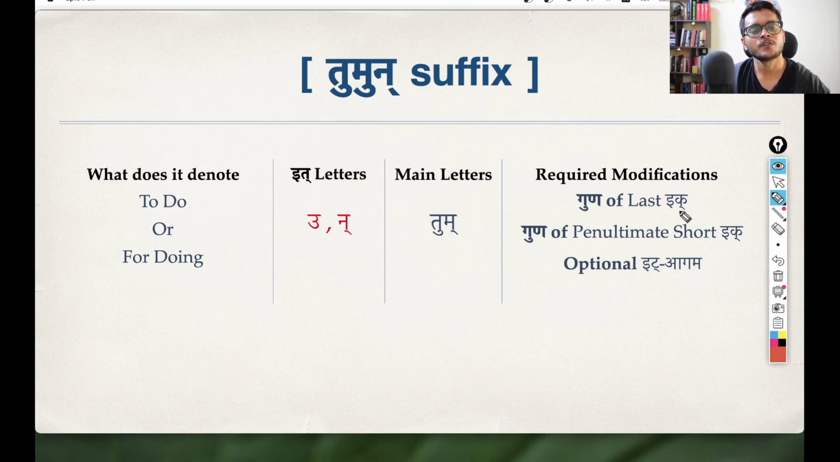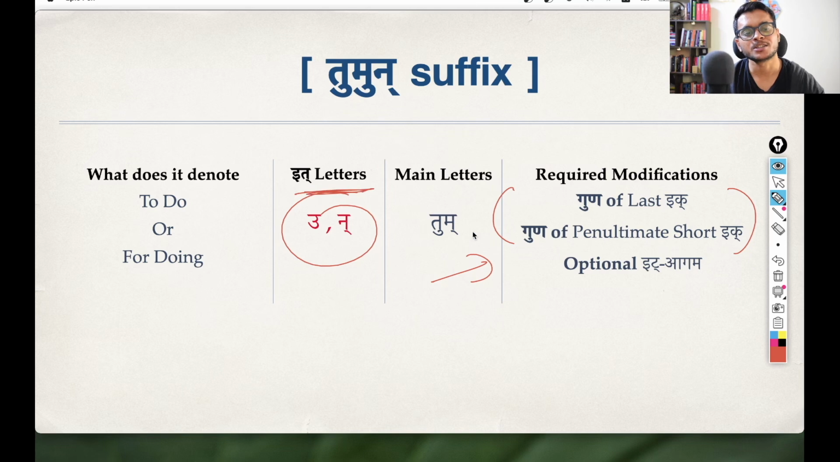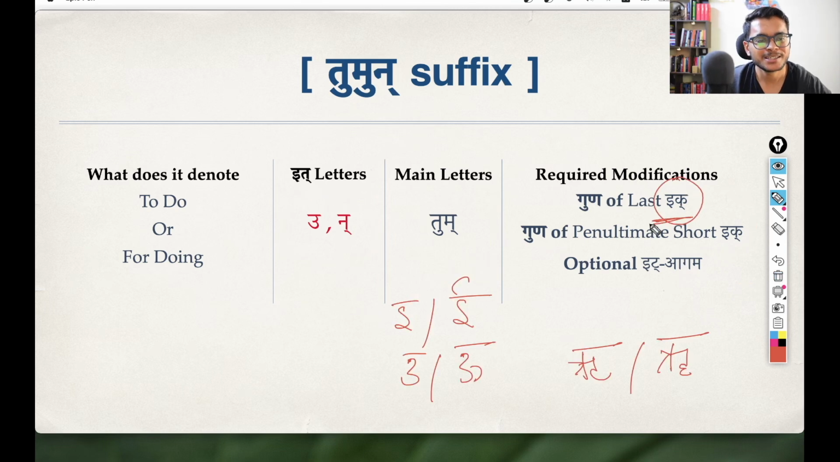And then guna of last ik and guna of penultimate short ik. So as by now you will know, this is the default modification that happens for the krit suffixes if nothing special is happening in the it letters, that the guna of last ik and the guna of penultimate short ik for the dhatu. Okay, so I hope you remember these modifications, and I also hope you remember this ik. So basically this ik pratyahara represents i, u and ri. Okay, all the simple vowels except a and dirgha a. That is what is represented with this ik pratyahara.